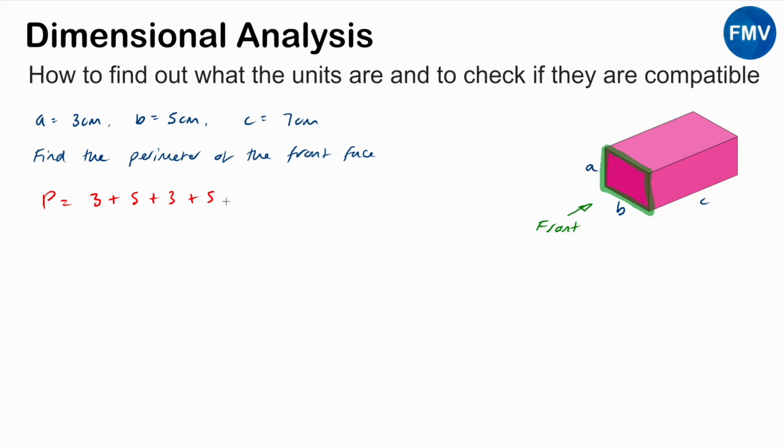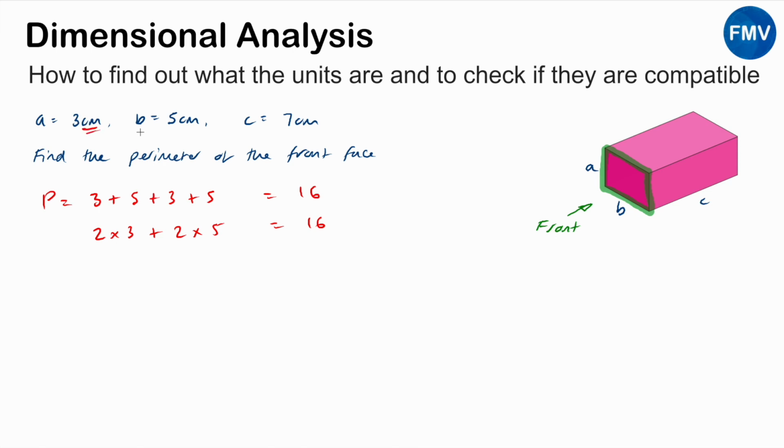We could write that differently as saying, well, we've got 2 lots of 3 plus 2 lots of 5. The answers are the same. The answers are still both equal to 16. But 16 what? That's the key. What have we actually got? So what units is this?